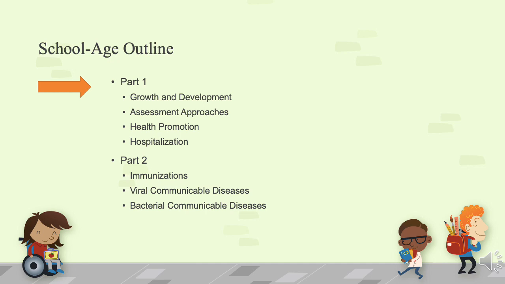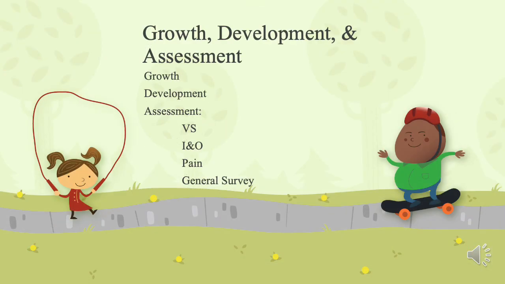Alright, so here's the outline for these lectures. I've divided it into two parts. The first voiceover is part 1, which you are in. We're going to go over growth and development, different assessment approaches for this age group, health promotion, and hospitalizations. Then in the second part, we'll go over the immunizations and communicable diseases. All right, the first section is growth, development, and the nursing assessment.